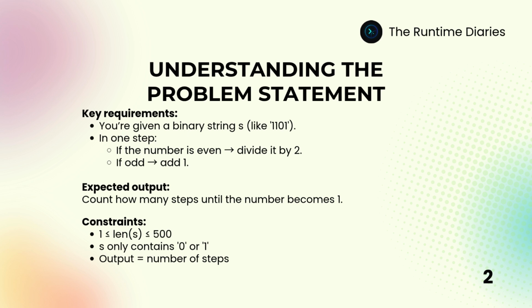Let's start with what we're given. We have a binary string like 1101. We can take 2 types of actions. If the number is even, divide it by 2. If it's odd, add 1. Our goal is simple. Count how many steps it takes until the number becomes 1. For example, 1101 in binary is 13 in integer format. Add 1, divide, add 1, divide until we reach 1. Easy enough on paper, but the challenge is in understanding how the steps actually work in binary.